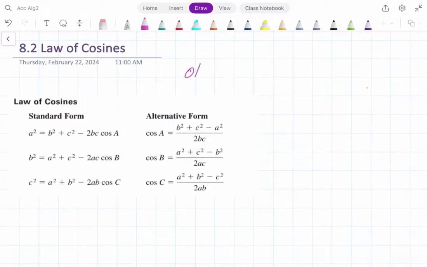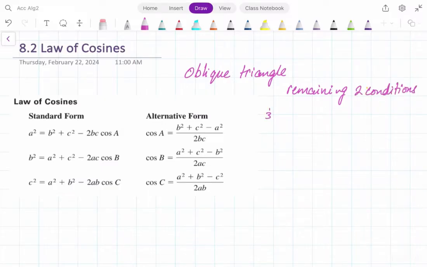Welcome back. Today we will be talking about the law of cosines, which is also valid for oblique triangles. If you remember, with the law of sines we talked about the four conditions. The remaining two conditions, SSS and SAS, will be solved using the law of cosines.